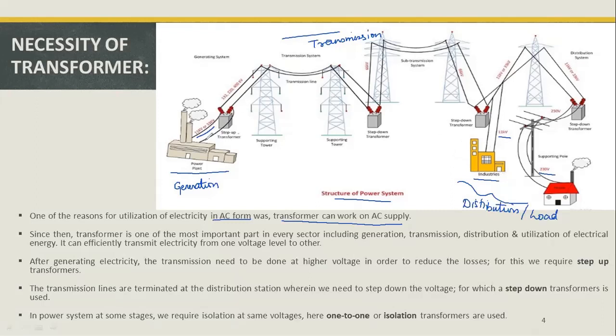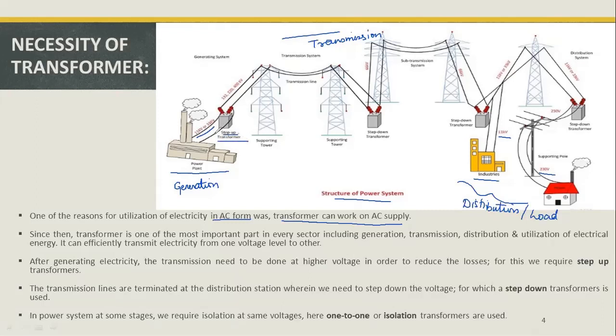When the voltage is generated at 11 kilovolts, if we try to transmit the power at the same voltage, there will be huge transmission line losses. So in order to avoid these transmission losses, the best practice is to increase the voltage level and then transmit the power at higher voltage levels. So how can we increase this voltage level? With the help of step-up transformers.